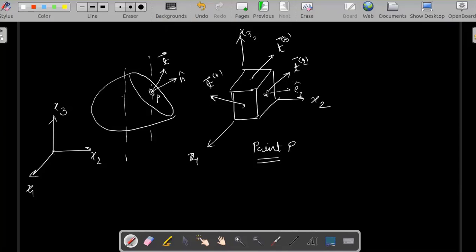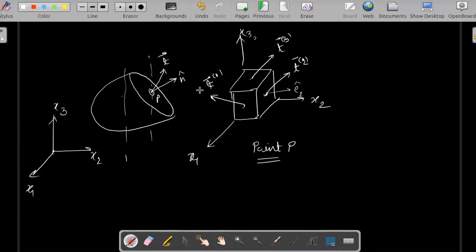Similarly, we can say that on the x2 plane it is T2, on the x3 plane it is T3, and so on. So we can have infinitely many traction vectors at the same point. Now our objective is to find whether such a physical quantity exists at a point which does not depend on the plane. It is independent of that.